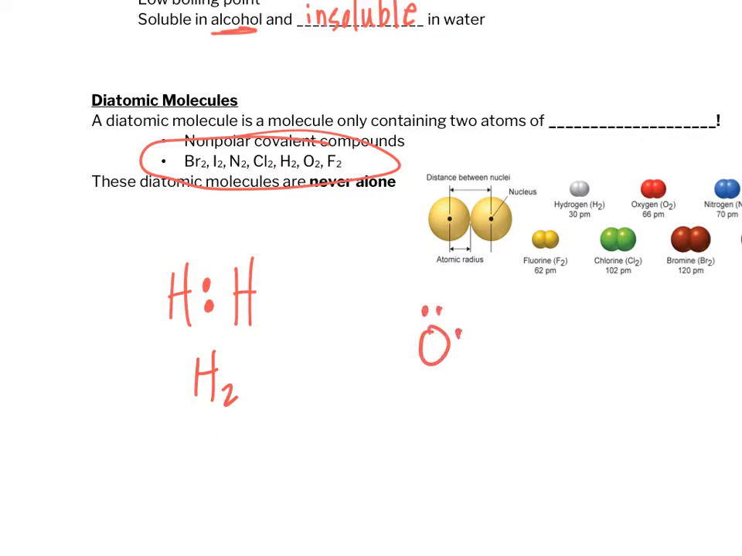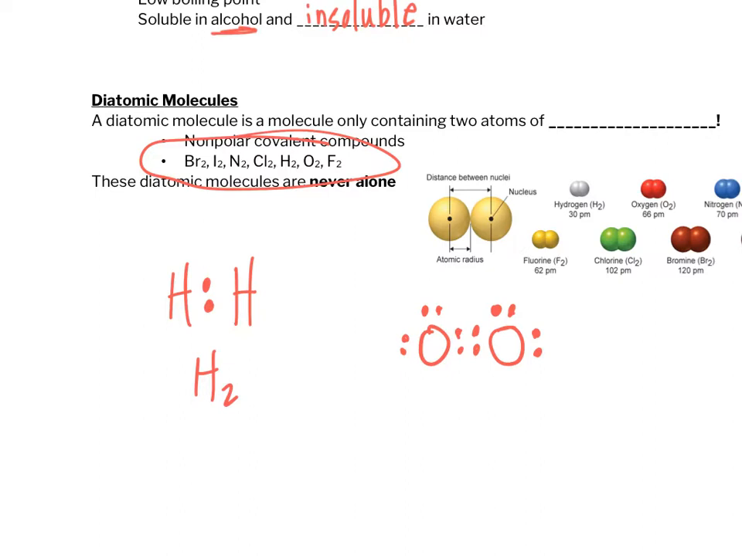Which normally would have 6 valence electrons. So another oxygen could then share valence electrons, and they would bond together, making a diatomic molecule with 12 electrons shared, and two pairs shared between each other.